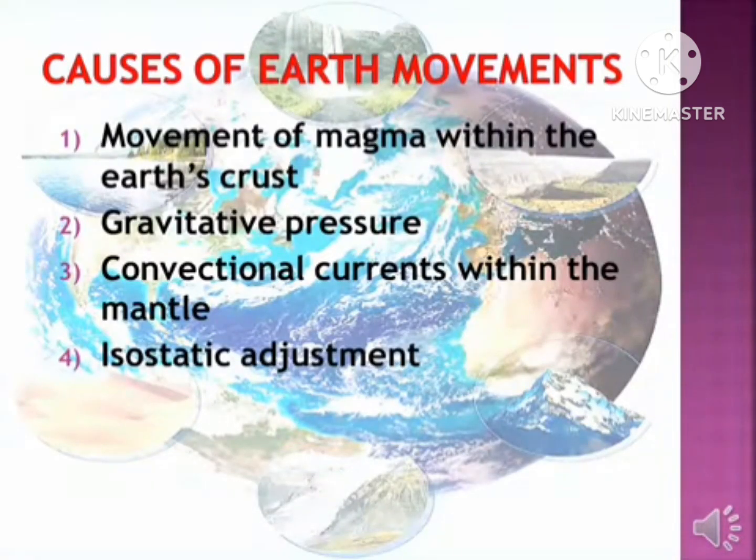Next, we have a look at the causes of earth movements. And we have four major causes. The first one is the movement of magma within the Earth's crust. Second, we have gravitative pressure. Third, we have convectional currents within the mantle. And fourth, we have isostatic adjustment.